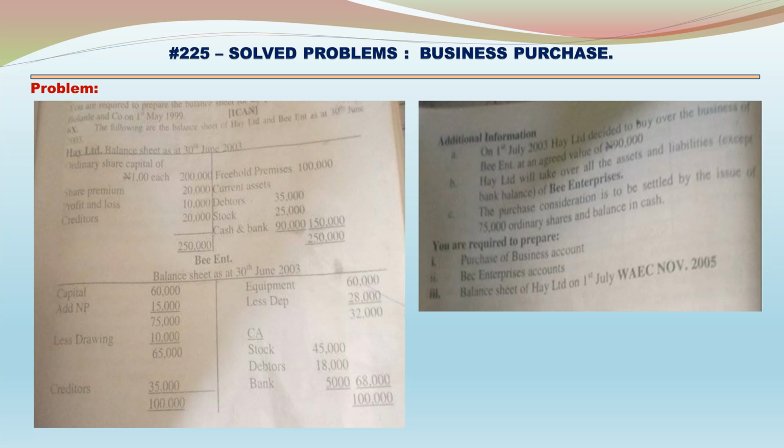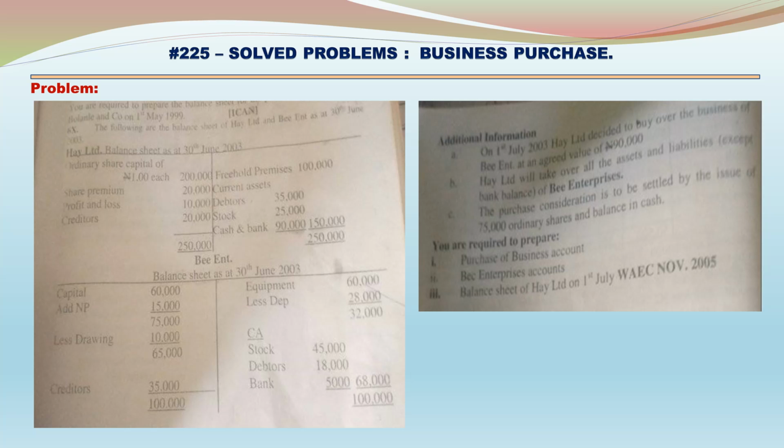A Limited balance sheet as at 30th June 2003. On the asset side, freehold premises 100,000, current assets: debtors 35,000, stock 25,000, cash in bank 90,000, total current assets 150,000, total assets 250,000. On the liabilities side, ordinary share capital of 1 each 200,000, share premium 20,000, profit and loss account 10,000, creditors 20,000, total liabilities 250,000.